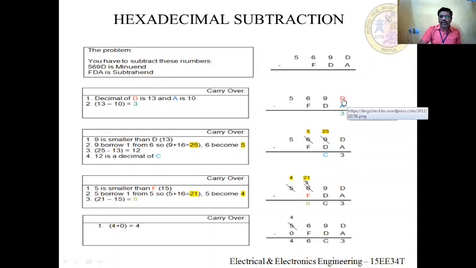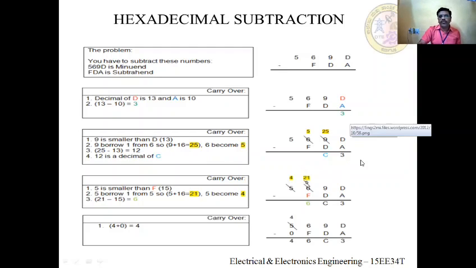When you want to subtract, we have to subtract in decimal, not in hexadecimal. So what is the decimal equivalent of D? The decimal equivalent of D is 13 and the decimal equivalent of A is 10. So instead of D minus A, I will subtract 13 minus 10, which is possible. The answer is 3. 3 is the answer of step number 1.